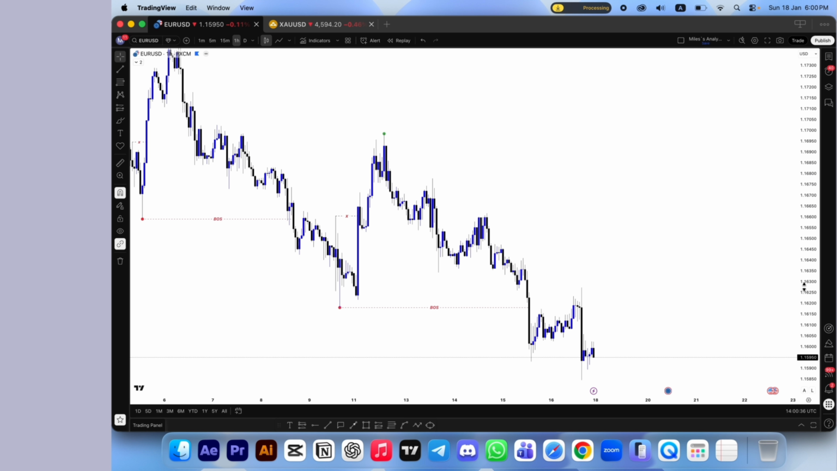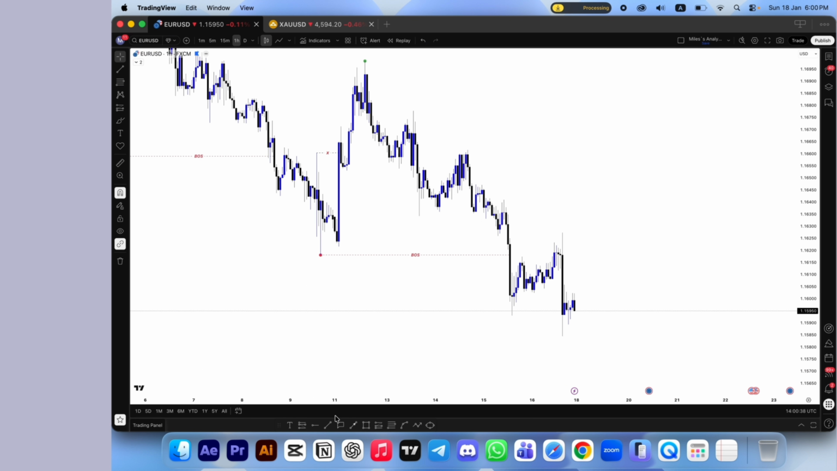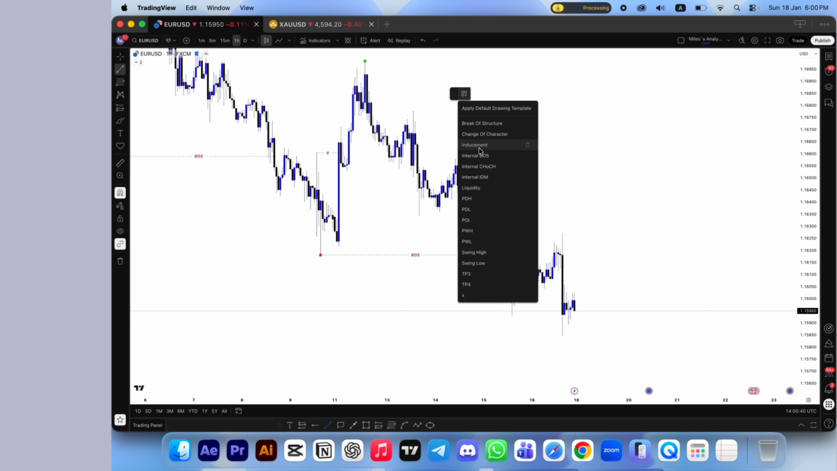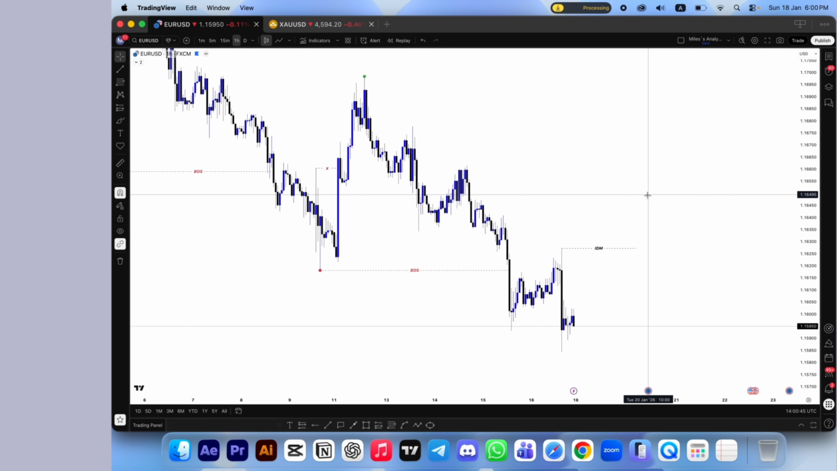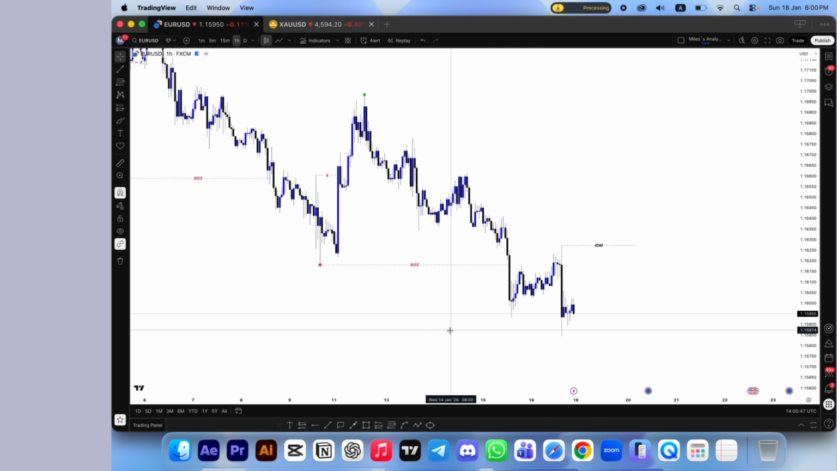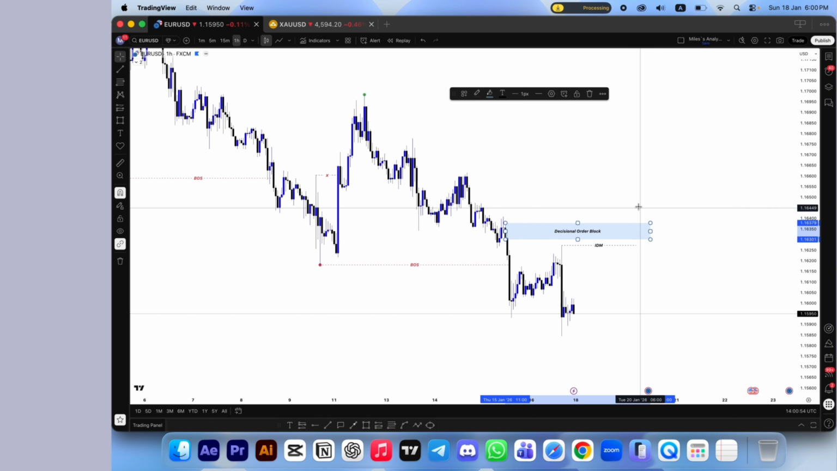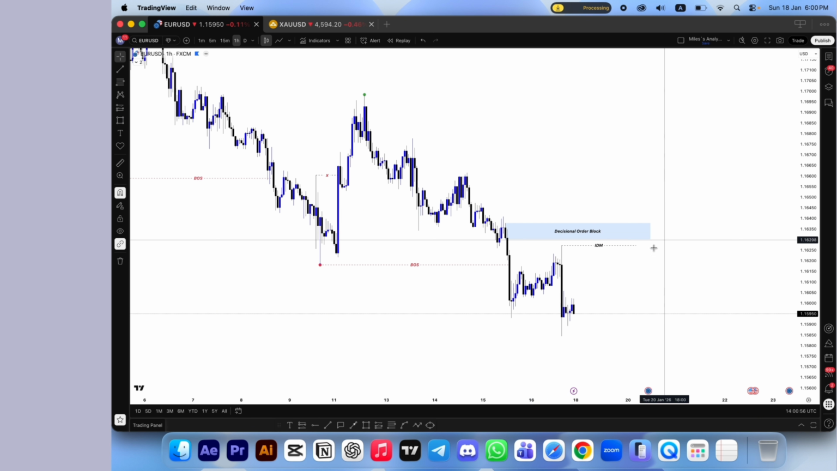So the next thing we have to do right now is to look for an inducement, and in this case, this is our current valid inducement, which is still fresh, it's not yet mitigated. And for entries, we have to look for decisional order blocks and extreme order blocks. So our first decisional order block is this one right here, and once price mitigates this decisional order block, we can start looking for shorts targeting the previous lower low, which will be validated after inducement has been taken out.